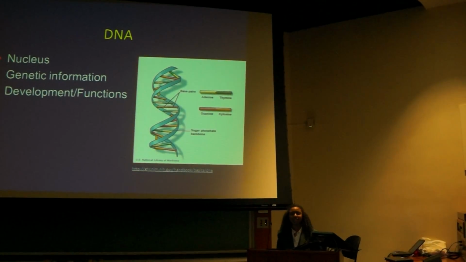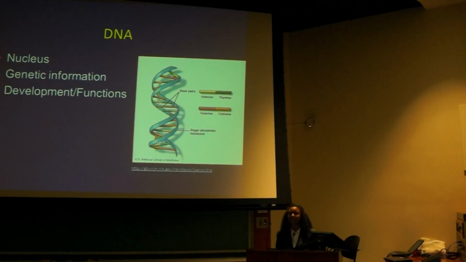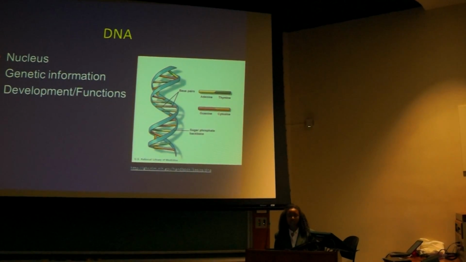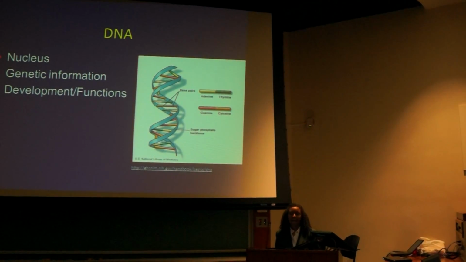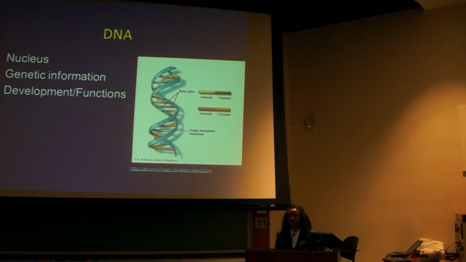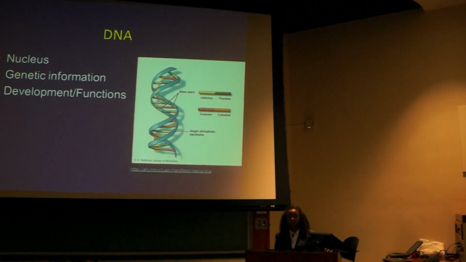DNA, also known as deoxyribonucleic acid, is found in the nucleus of all cells. It holds genetic information, and it controls the development and functioning of all living organisms.